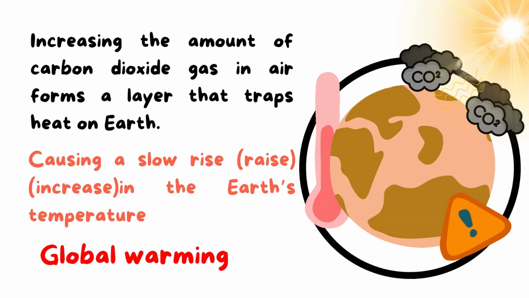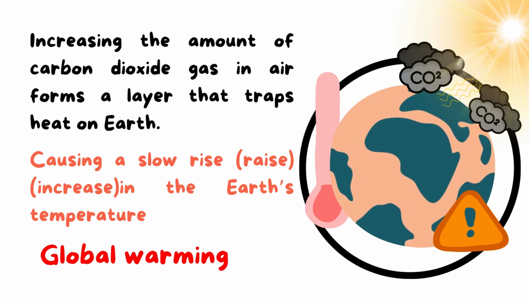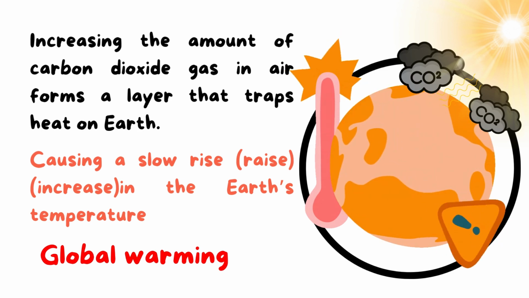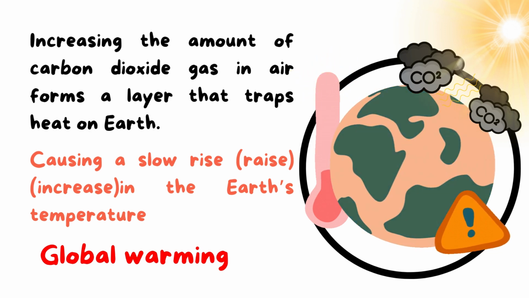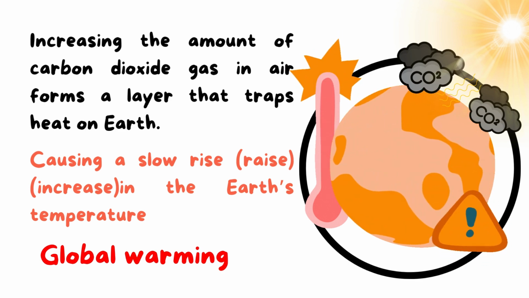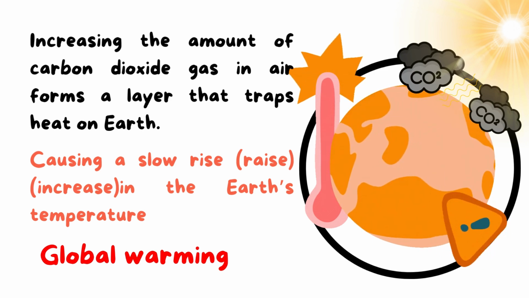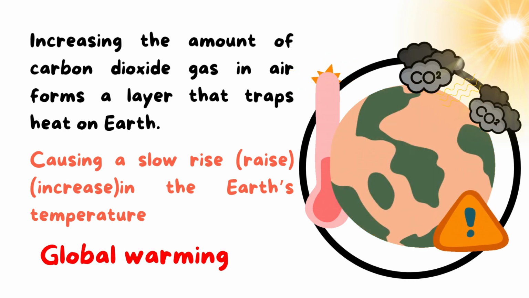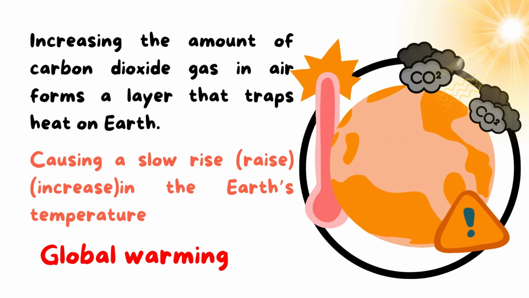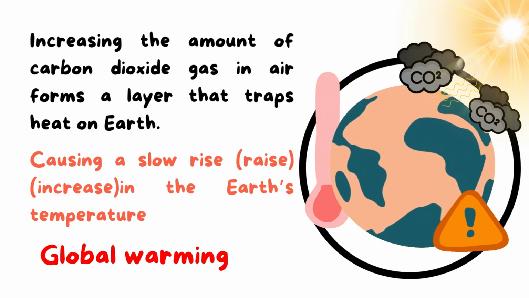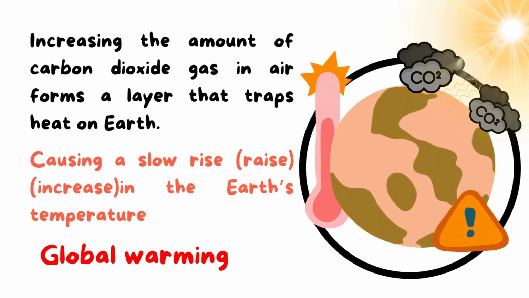Increasing the amount of carbon dioxide gas in the air forms a layer. This layer traps heat on earth. What's the meaning of traps heat on earth? Yes, it makes the heat stay on earth and not escape into space. So when the heat is trapped on earth, what will happen? Yes, it causes a slow rise or increase in the earth's temperature, and this is what we call global warming.